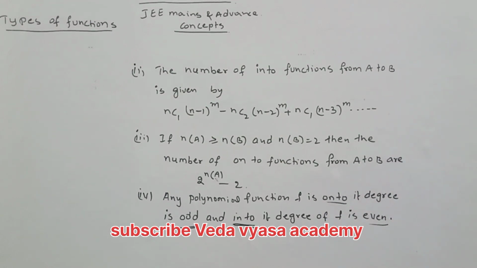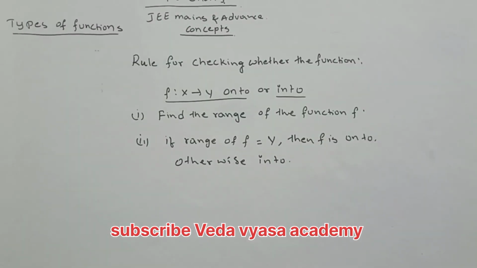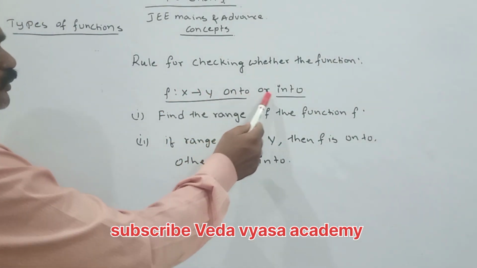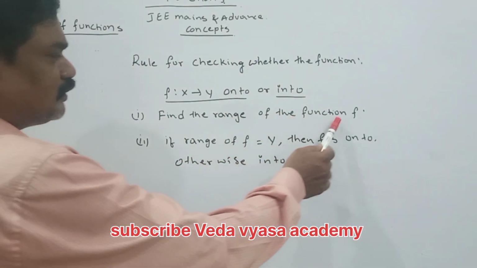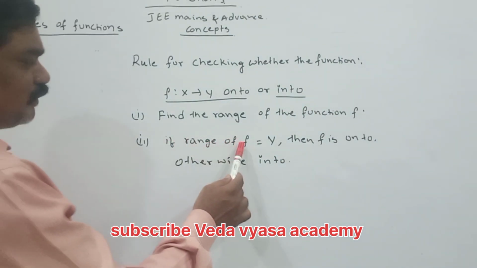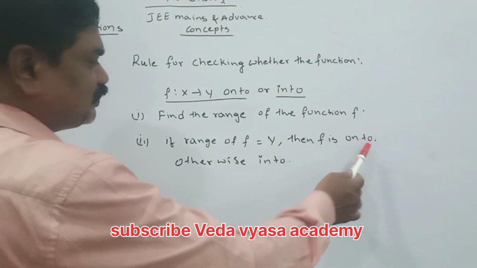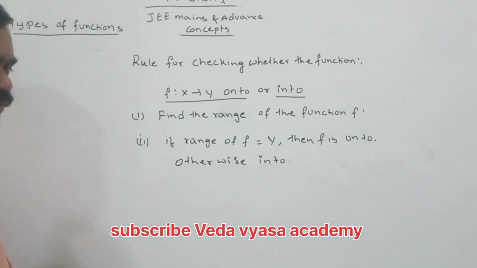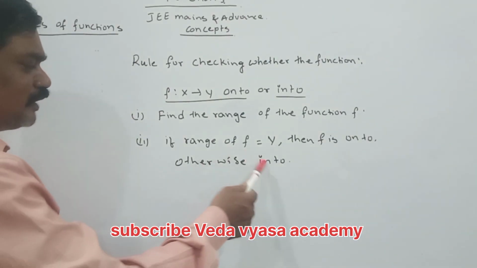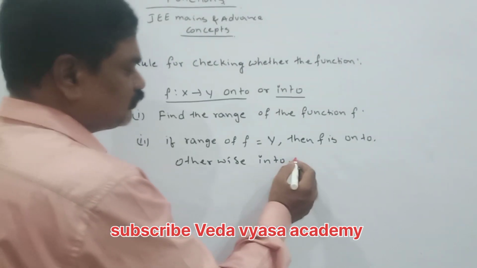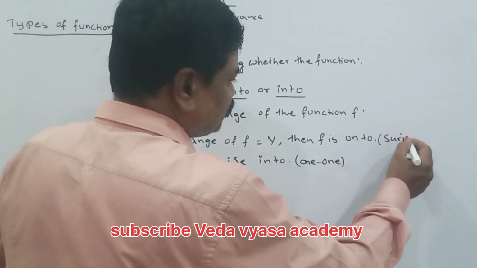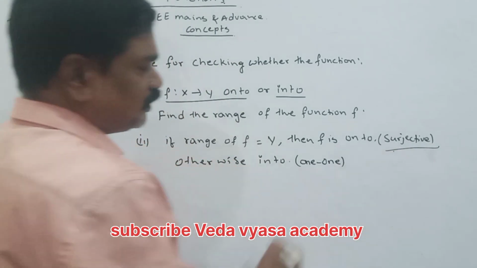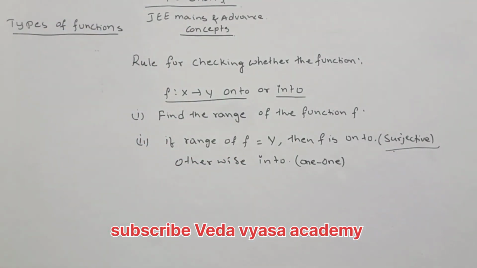Here is the rule for checking whether the function f: X to Y is onto or into. Onto means surjective. Find the range of the function f. If the range of f is equal to Y, then f is an onto function, meaning a surjective function. Otherwise, it is into.